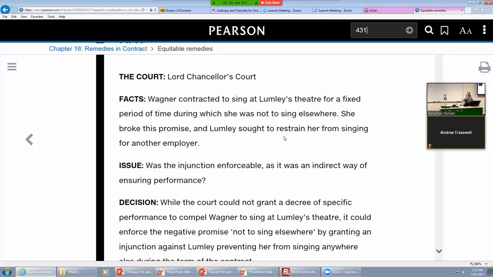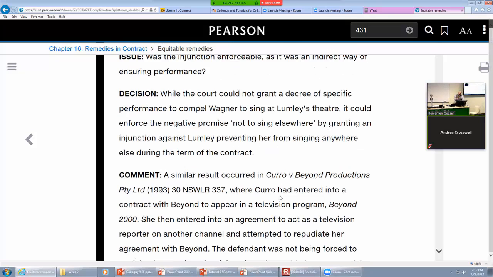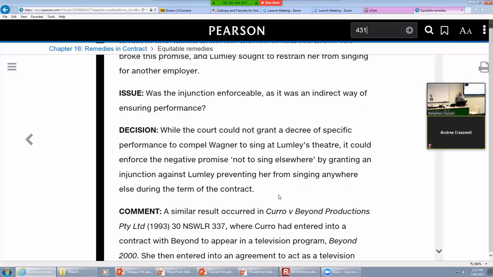We'll talk more about how you fish for issues after the break. So we'll show you how you do that. Leave that for now. The decision. While the court could not grant a decree of specific performance, okay, to compel her to sing at Lumley's theater, it could enforce the negative promise not to sing elsewhere by granting an injunction against her, preventing her from singing anywhere else during the term of the contract.